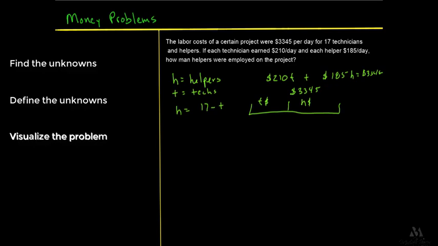Well, there's a couple of routes I can go with this. I could try to solve the equation, or I could just take a stab at some numbers and see if I can get close. Let's just do the number stab thing. I've got 17 people total. Let's say I got 7 technicians, so I'm going to have 7 times $210, plus I'm going to have 10, so 10 plus 7 is 17, 10 people at $185. And let's just see where that gets us.